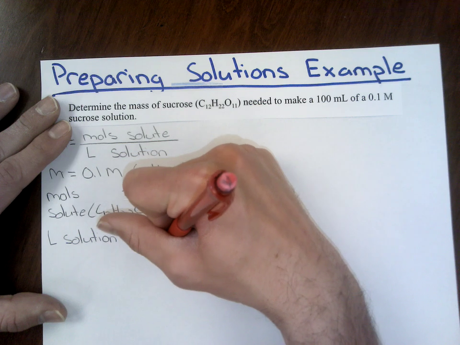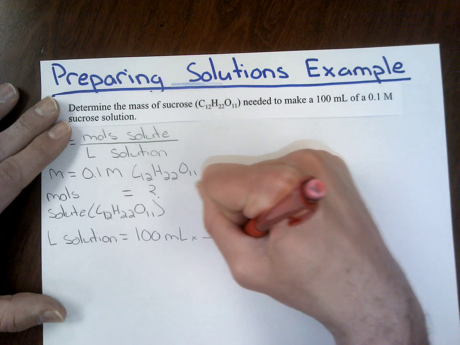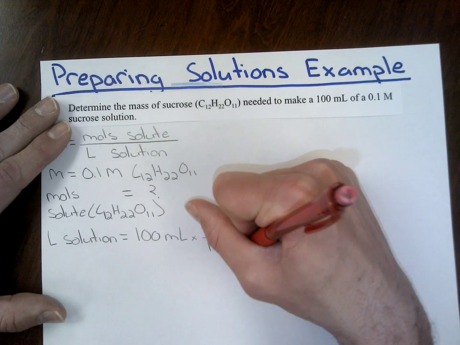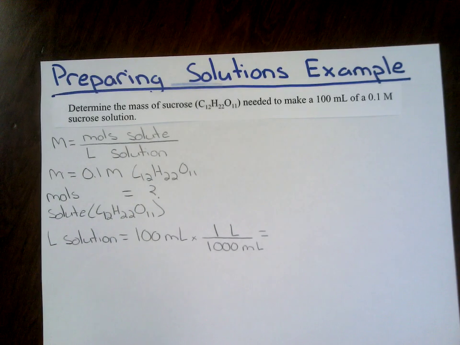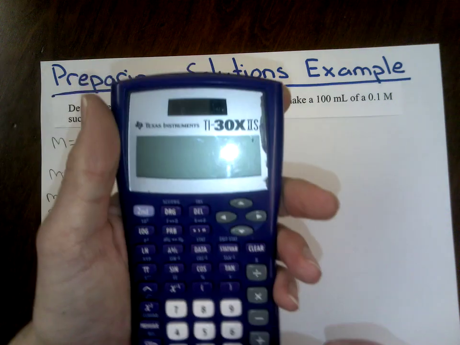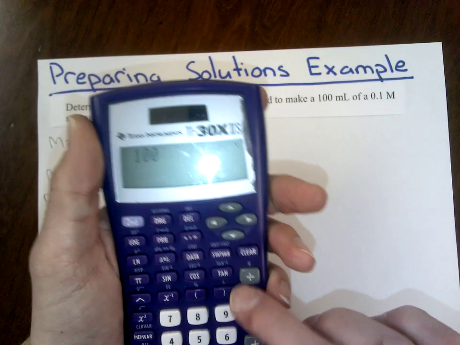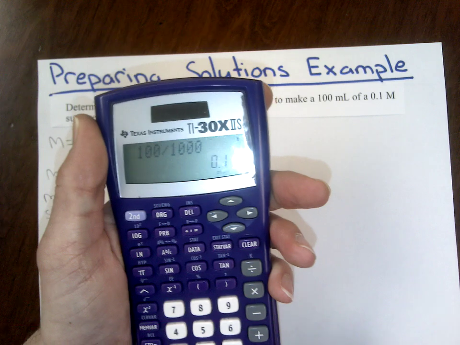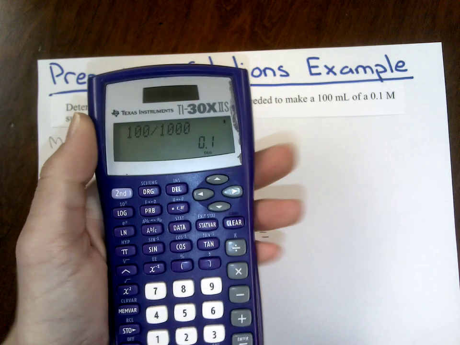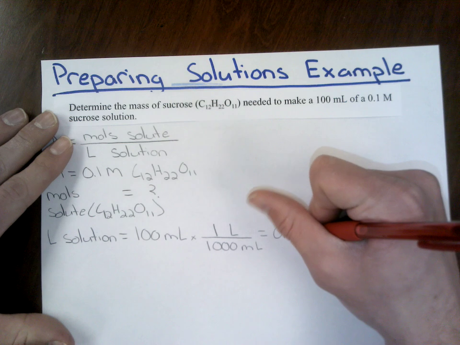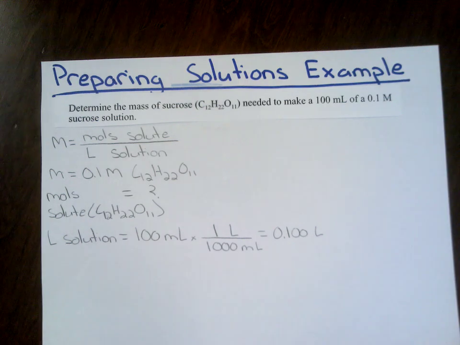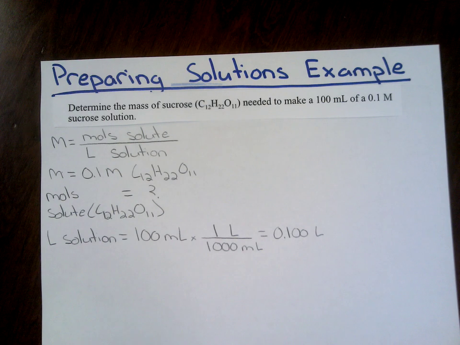So remember, to convert milliliters to liters, we just need to divide that value by 1,000. We'll turn to our calculators to accomplish this. So we're going to take 100 divided by 1,000, and we get a value of 0.1. So we get 0.1 liters of our solution. And now we can plug these values in and solve for moles of our sucrose.